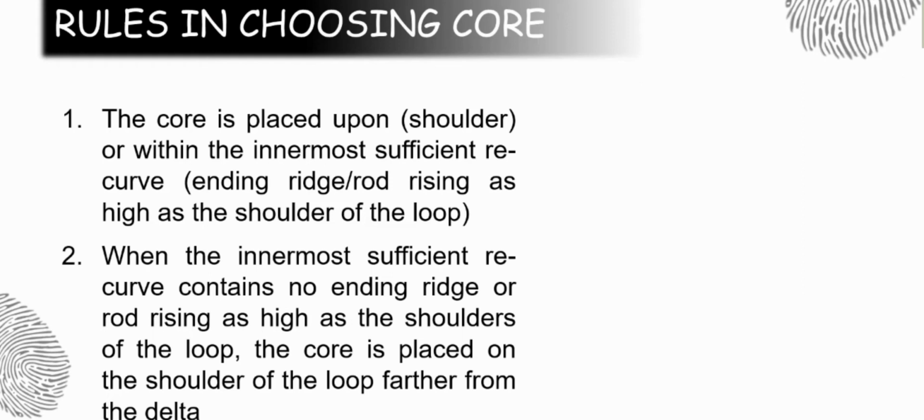Now we move on to the core, and the rules in choosing the core. Again, the core is one of the two focal points that we look for in a fingerprint pattern. It is specific to the loop and the whorl pattern. The core is the center of our fingerprint pattern, within the innermost sufficient recurve.